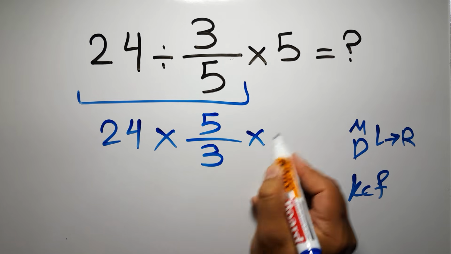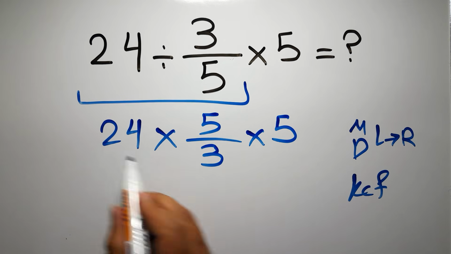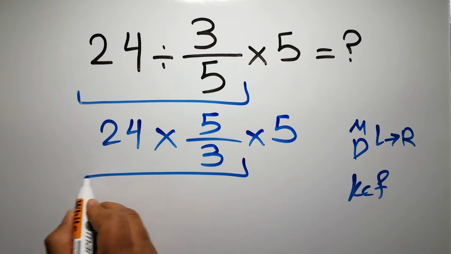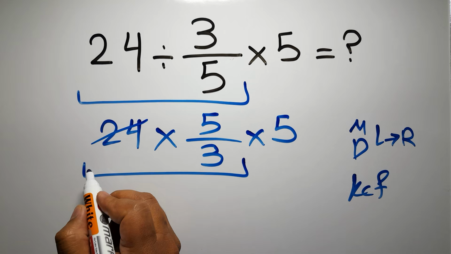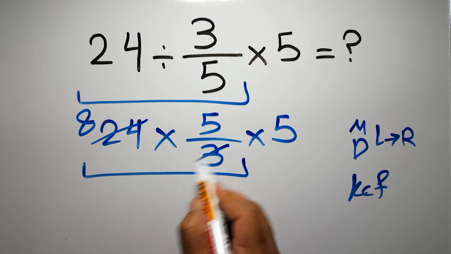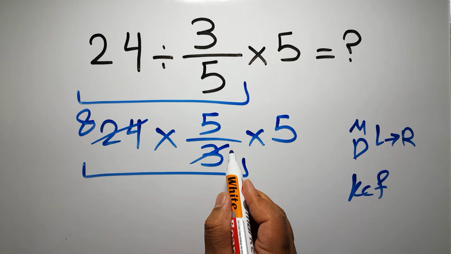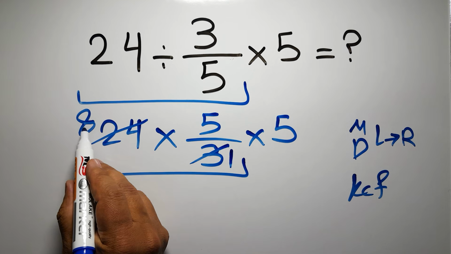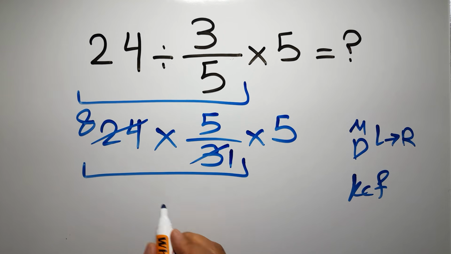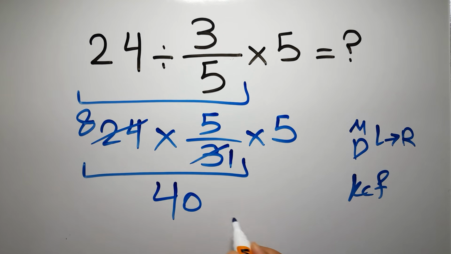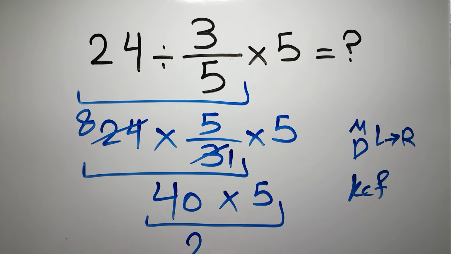And here times 5. Okay, 24 times 5 over 3. 24 divided by 3 gives us 8, and 3 divided by 3 is just 1. Okay, so here we have 8 times 5, which gives us 40. So 40 times 5, which equals 200.